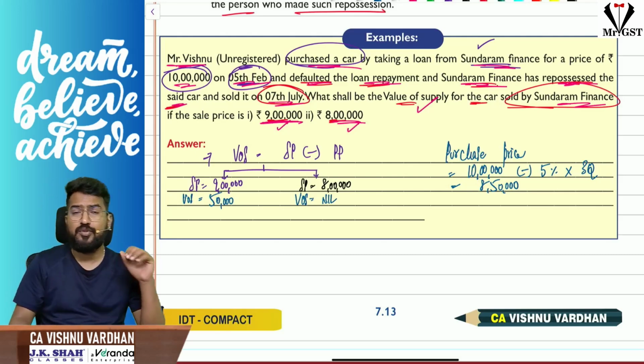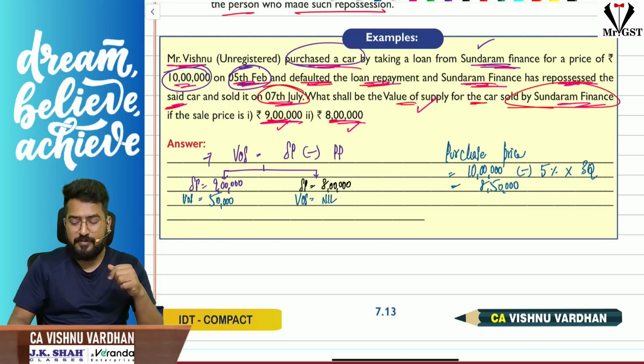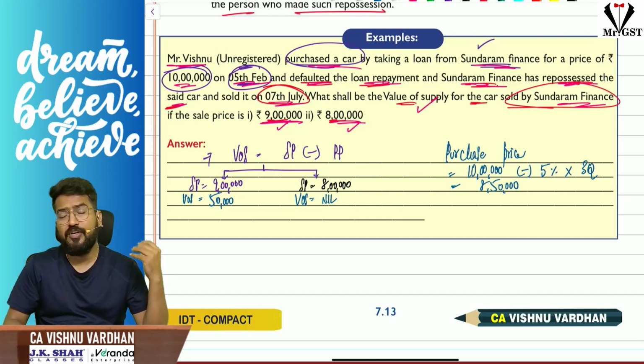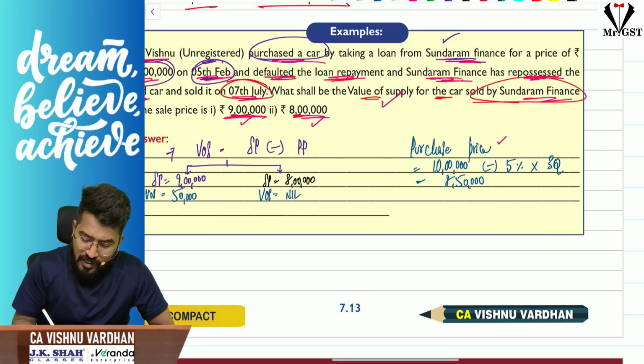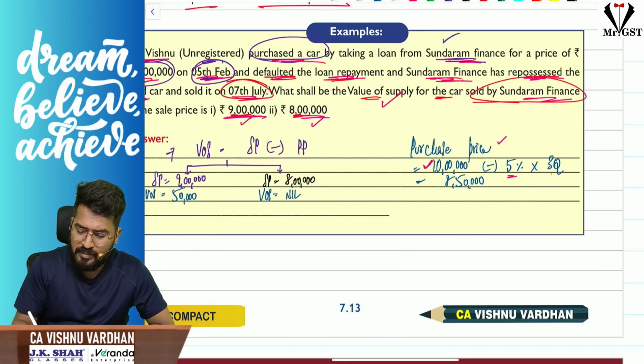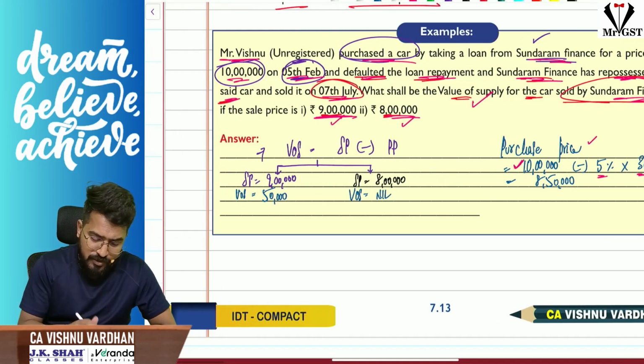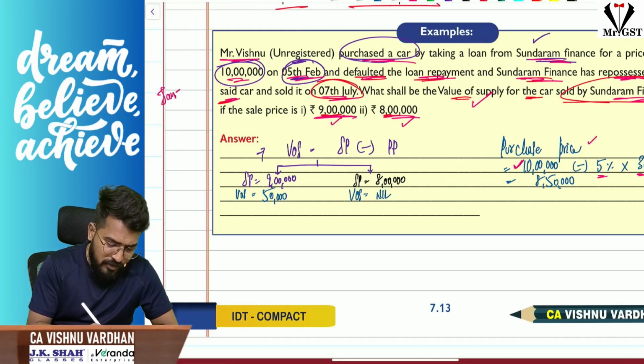But first thing we should know is the purchase price, correct? What is the purchase price? As I told you here, for a defaulting borrower, when you are repossessing the goods, what should be the purchase price? The purchase price is nothing but the actual price by Vishnu, 10 lakhs, minus 5% into how many quarters he has used it. He has used it in the quarter of January to March.